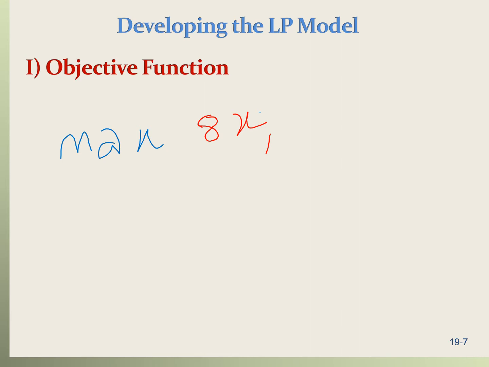But how about the zappers? We know that for each dozen of zappers, we're going to make $5 profit. So that's going to be plus 5 multiplied by x2. So that's the objective function. This is f of x.